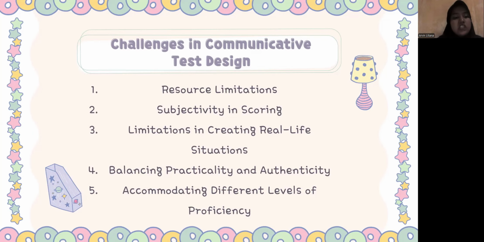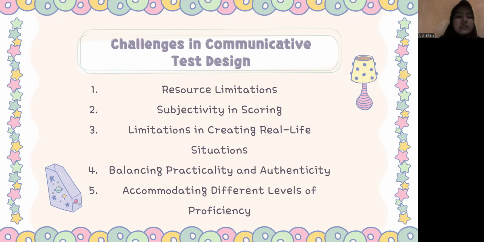Third is limitation in creating real-life situations. Although communicative tests aim to simulate real-life situations, it is difficult to fully recreate real context in a classroom or testing environment. Some situations that are authentic and unpredictable cannot be replicated in testing. This can reduce the authenticity of the test and make it harder to assess student actual language skill in real-world scenarios.